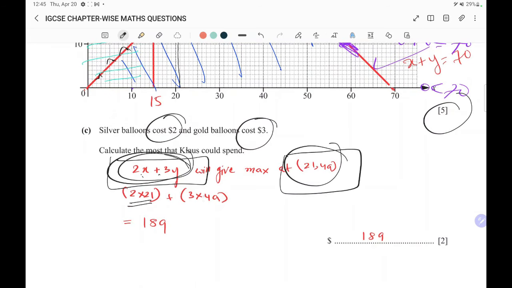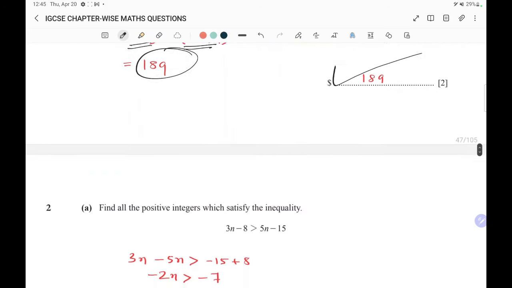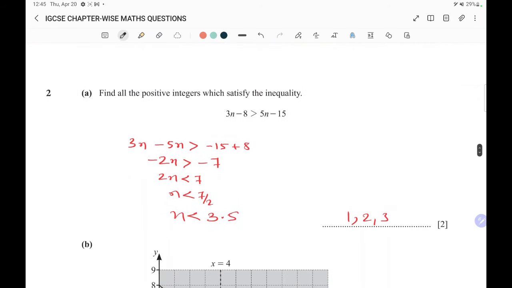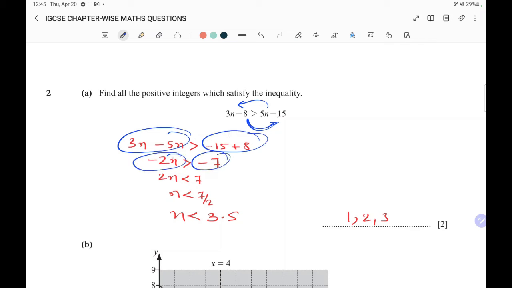So 2 times 21 and 3 times 49, just calculate, you will get 189. Now come to the next question, that is find all positive integers which satisfy this. So just take 5n to the left side and 8 to the right side. So 3n minus 5n, which is here, and minus 15 and plus 8, which is here. 3n minus 5n is minus 2n, minus 15 plus 8 is minus 7.